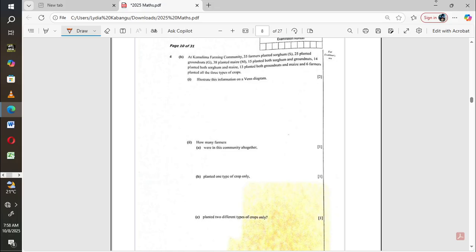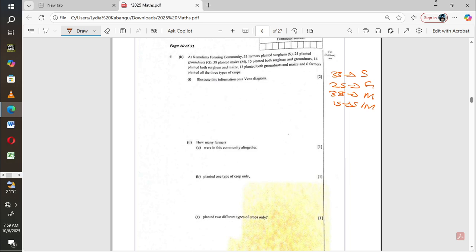Okay, so let's try to go through what we've been given here. At Kamulima farming community, 33 planted sorghum. 25 planted groundnuts. 38 planted maize.